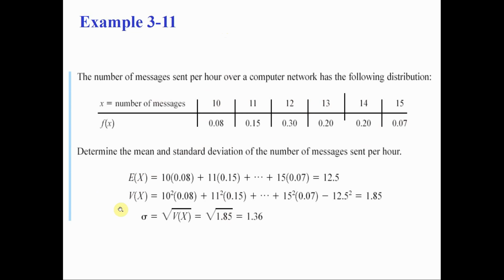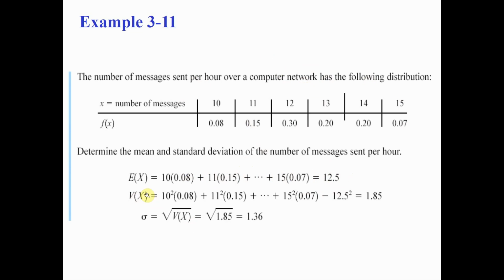How do we calculate the expected value? Summation x f of x, so 10 times 0.08 plus 11 times probability plus 12 times probability and so on. So we add up all the terms, value times probability plus the next value times probability until the end, 15 times 0.07, and the answer is 12.5. So for this specific example, the average number of messages that are sent over this computer network during an hour is 12.5. On average, 12.5 messages are sent during 1 hour.